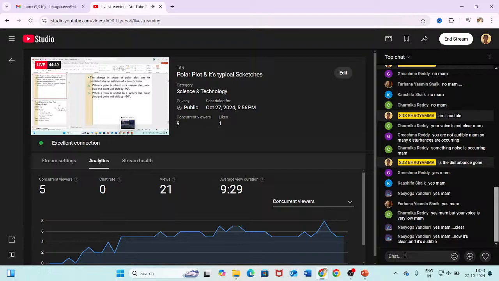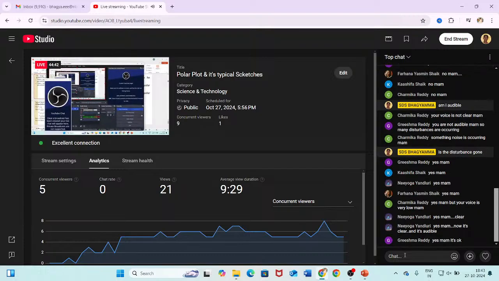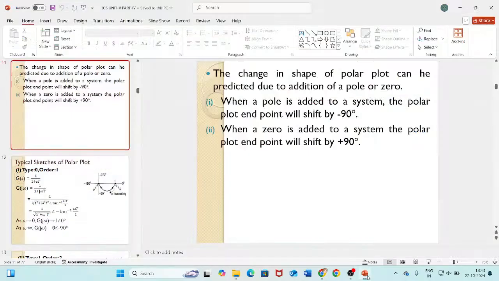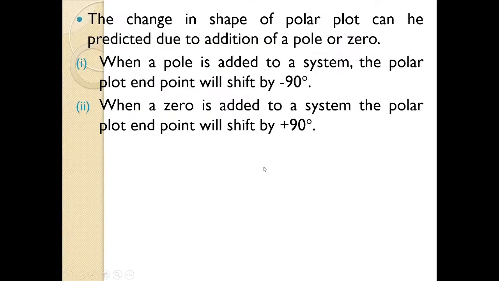Okay then, I'll proceed. Please wear your earphones if my voice is low, because on my mobile I am able to hear my voice. I'm using my laptop to take the class. Okay, then let us proceed further.